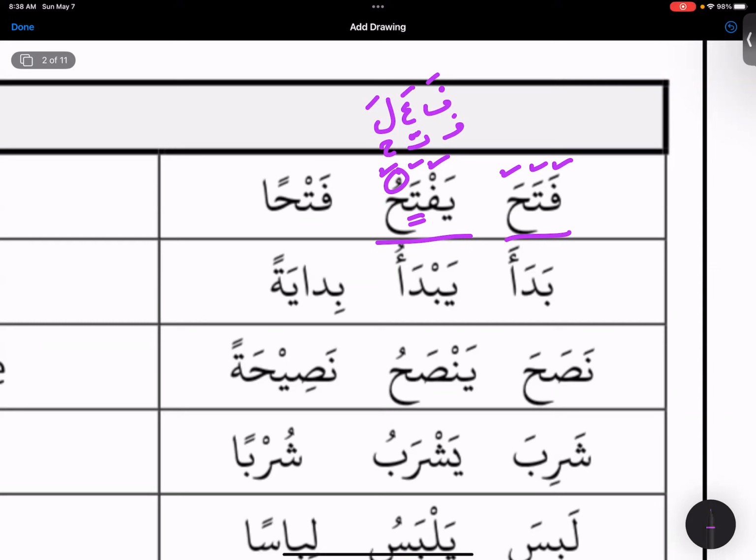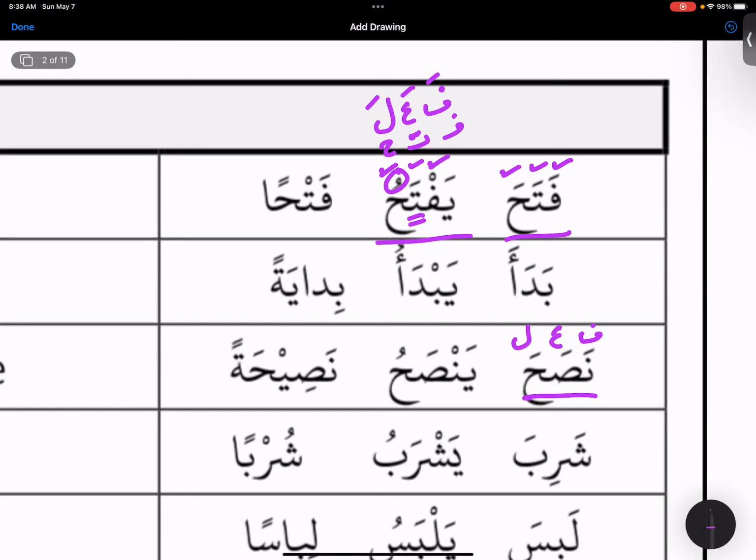This is how we weigh any verb. For example, let's see if we have this nasaha, right? If I ask you, which one is my fa kalima, your answer should be noon. Noon is fa kalima. Which is my ain kalima? Saad. And my lam kalima is ha.